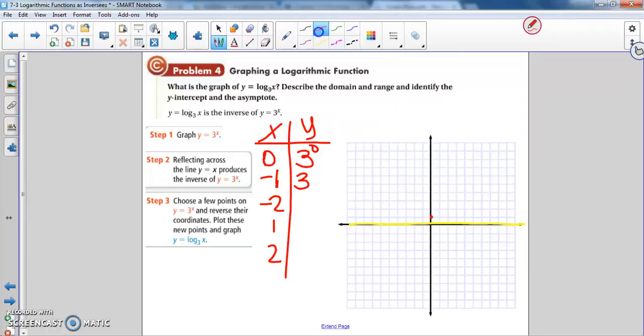Then 1 gives 3, and we have (-1, 1/3), (-2, 1/9), and so on.